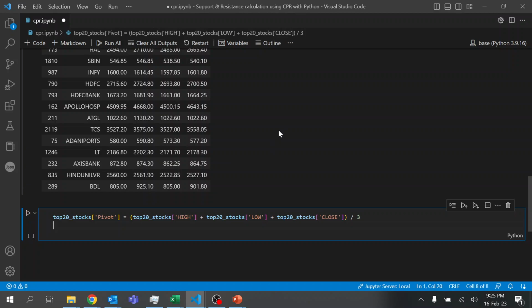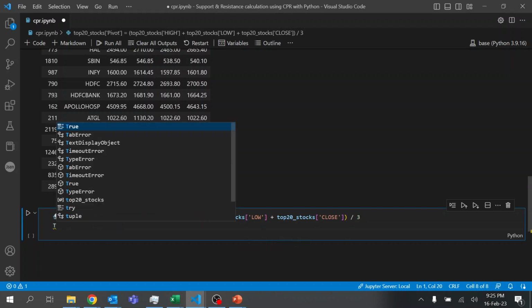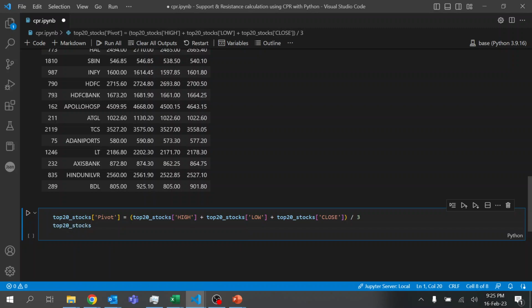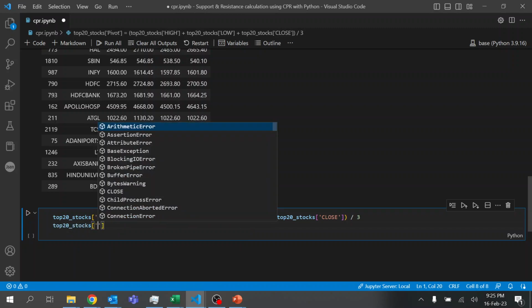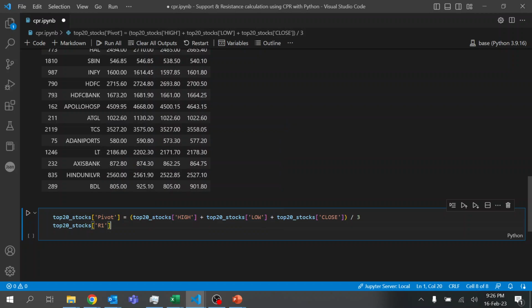So the next step is to calculate R1 resistance and the S1 support. R1 and S1 are calculated based on the pivot level. So we already have the pivot level here. Let's go ahead and create the resistance and support levels. Top 20 stocks of R. Let's create resistance level 1 first. If you have seen it in the Excel, it is 2x the pivot value.